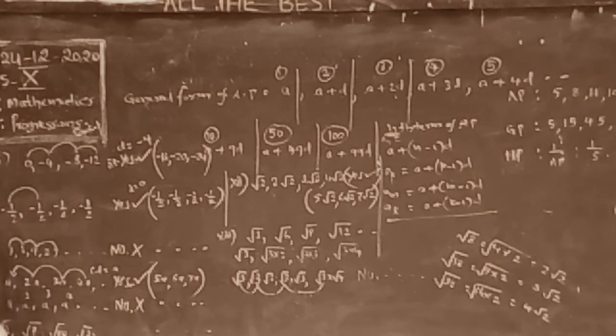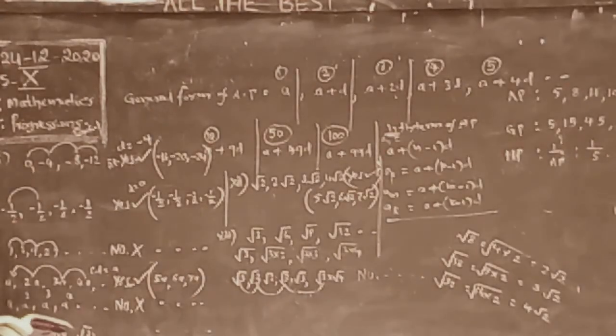So like this we have to identify whether it is an arithmetic progression or not. See the difference. If the difference is the same, we say it is an arithmetic progression. If the difference is not the same, we say it is not an AP.